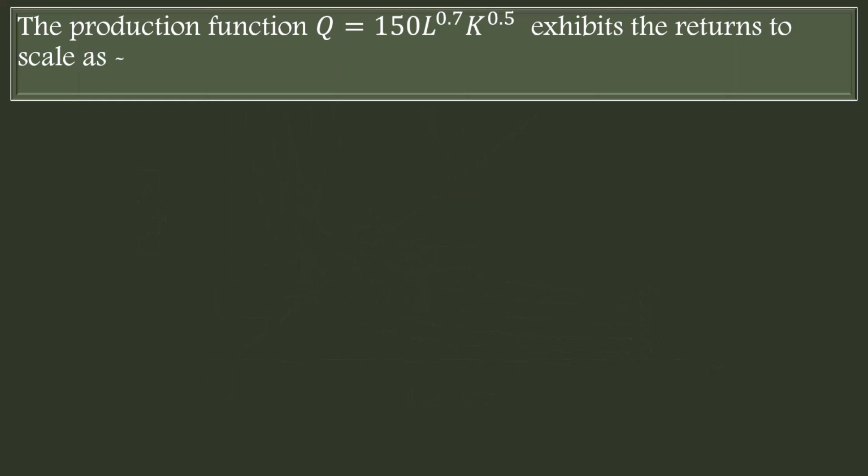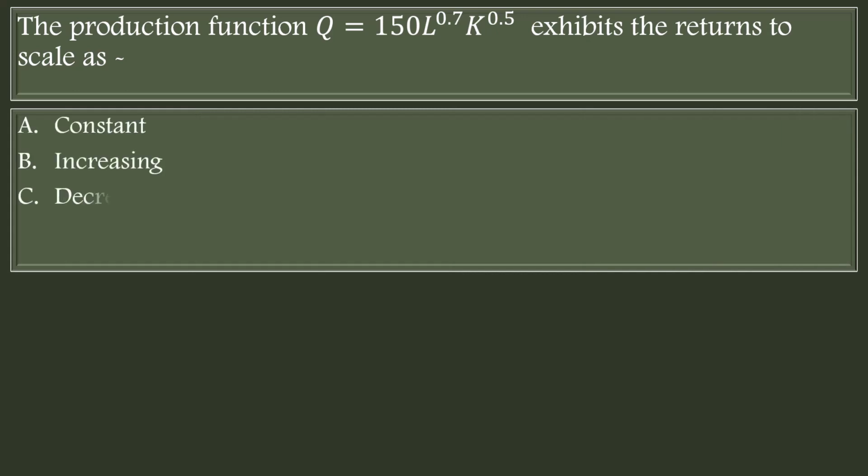Next question. The production function Q equals 150 L power 0.7 K power 0.5 exhibits the returns to scale as. Options: A. Constant, B. Increasing, C. Decreasing, D. Fluctuating.